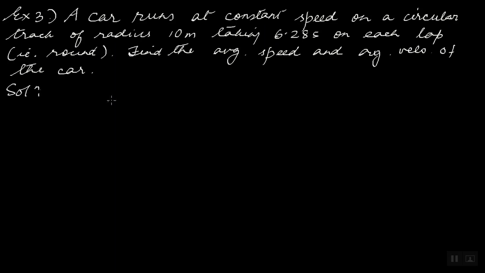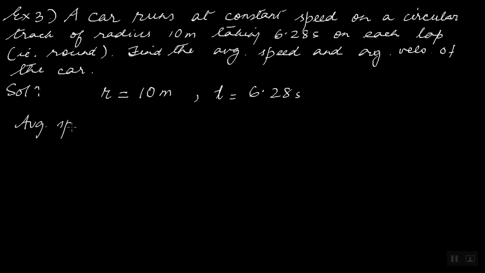Okay, so how do we do this? Again, it's very simple here. Let's first write the radius of the circle here. This is 10 meter, and time for each lap, this is 6.28 seconds. Okay, so even though the car is going around many times, we can only find the average speed for one round, because it is going with a constant speed. So the average will be equal to the speed of one round itself. And similarly for the velocity.